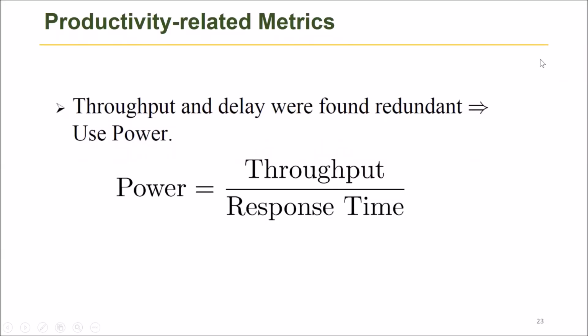In many computing systems, the throughput and latency or delay are redundant. So we can introduce a new metric to give us a better understanding, and this new metric is power. We can define it as follows: throughput divided by response time.